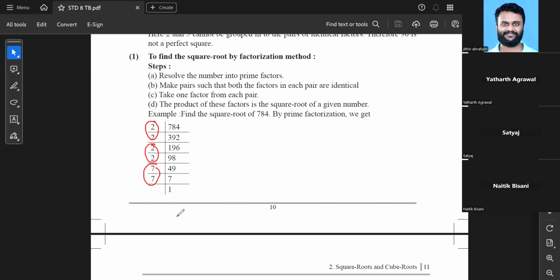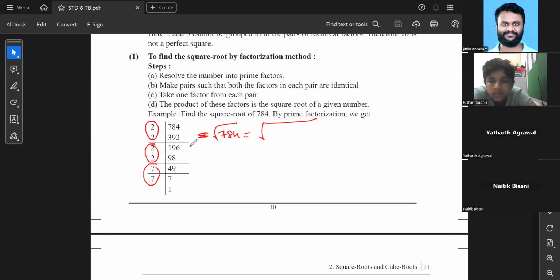Before going down, can you please tell me what I should write? I'm supposed to find the square root of 784. So tell me what to write. Square root of what? Sir, 28. Square root of 28, okay. You gave me the answer directly, very good. Two into two into seven is 28. Absolutely, very good, my dear children.